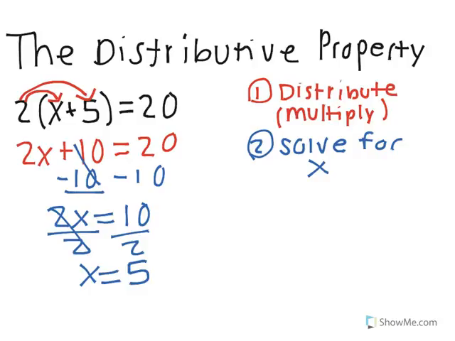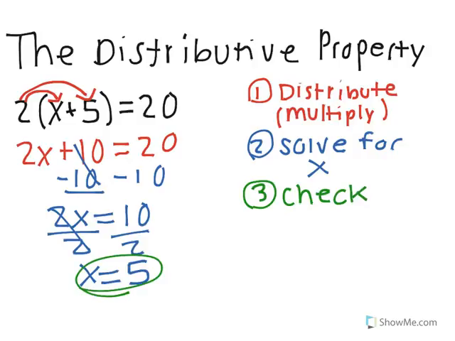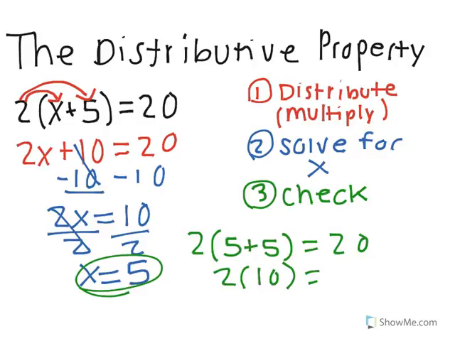Now, step 3, which I highly encourage, is the check step, just to make sure you did it right, and you do this by plugging in your given x, what you found, into the original equation. So that's what I'm going to do. X was 5, what I found, so it's equal to 20. 2 times 10 is equal to 20. 20 is equal to 20. And you could put a check mark or a smiley face or a star, whatever lets you know you checked this step.